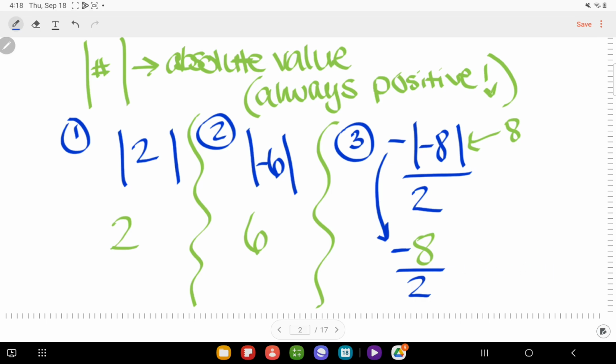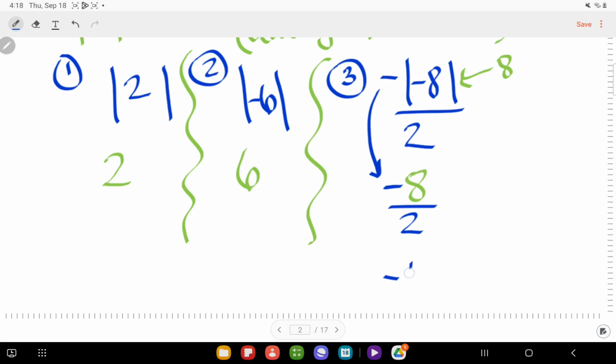I really want you working down, so I should use a better example. That is negative 4. Remember, negative divided by a positive becomes a negative.